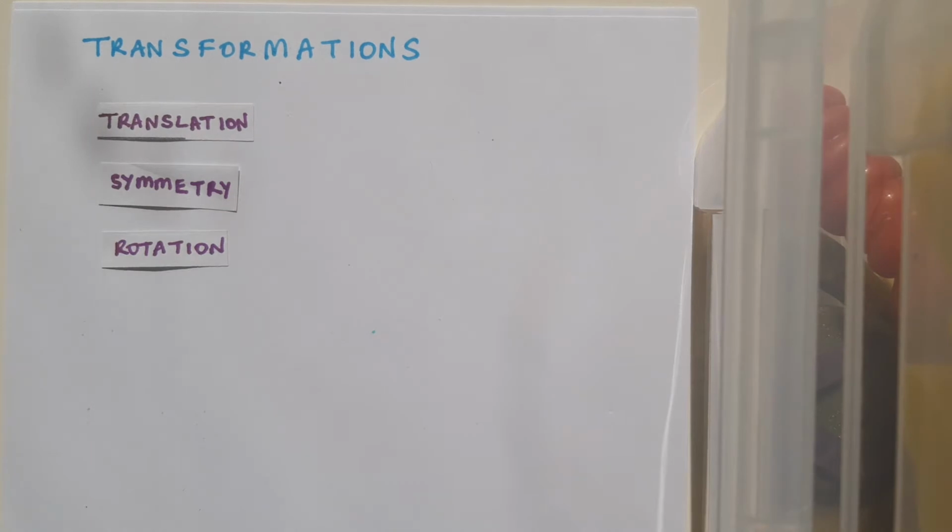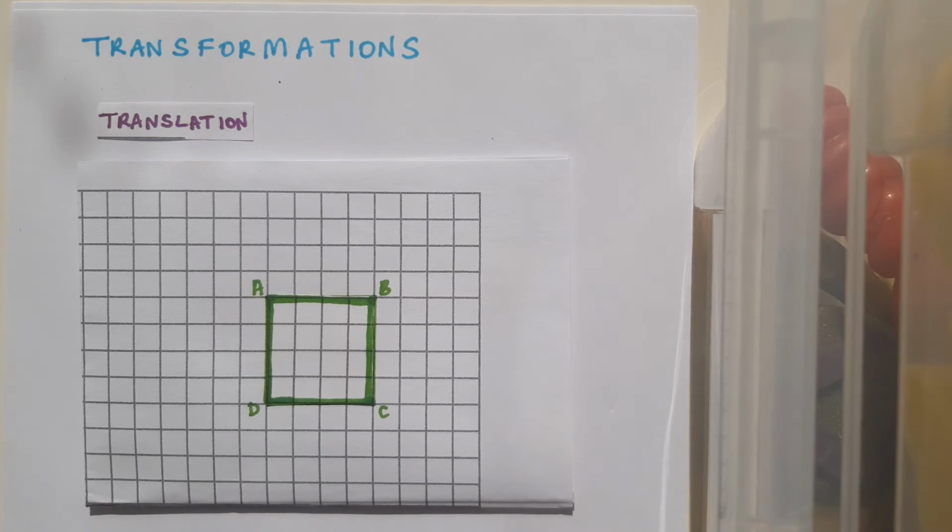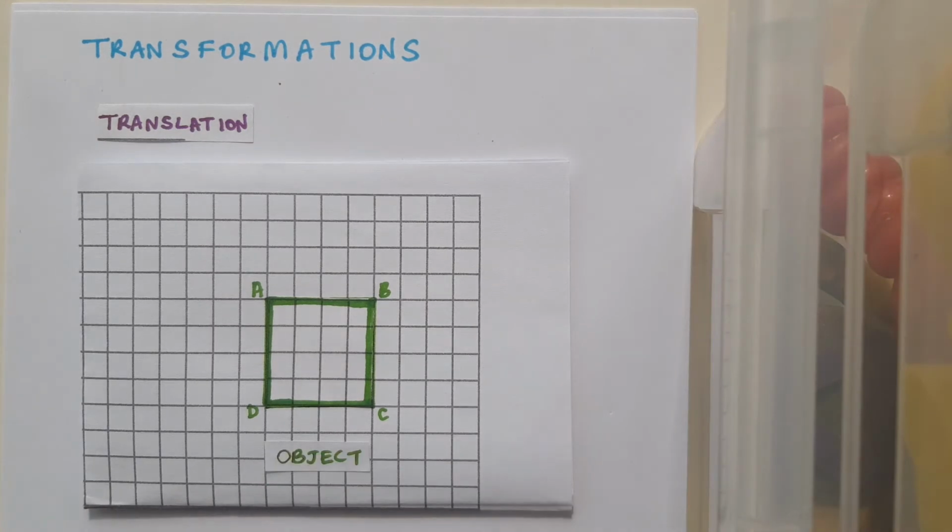In the Junior Cert course, we just focus on translation, symmetry, and rotation. So let's start with translation. I start with my object.